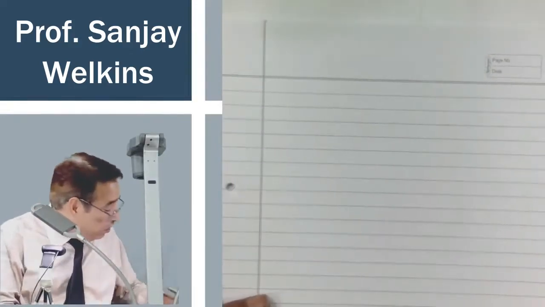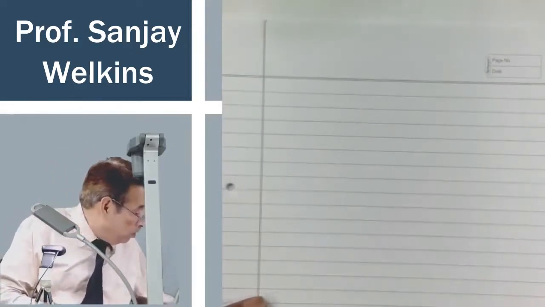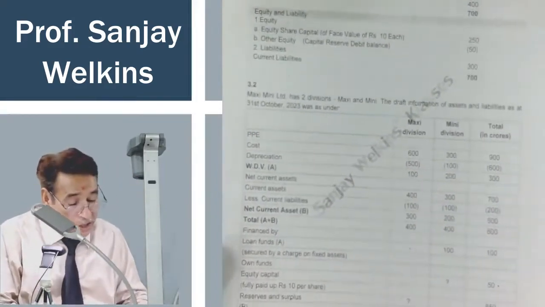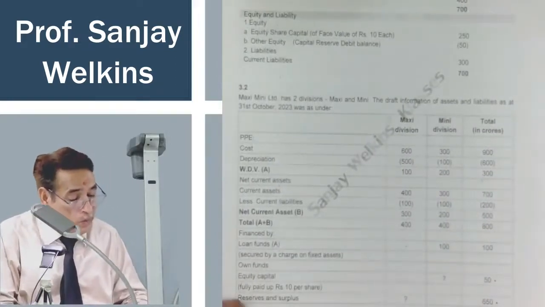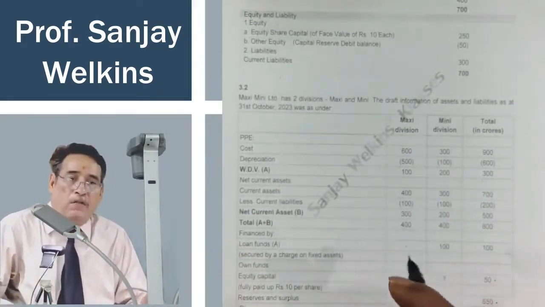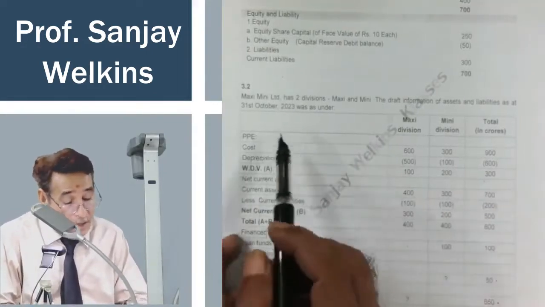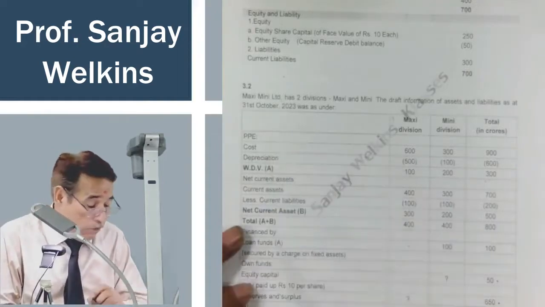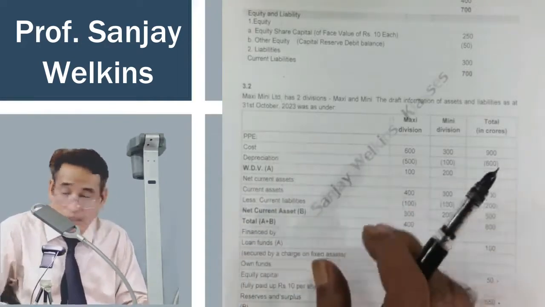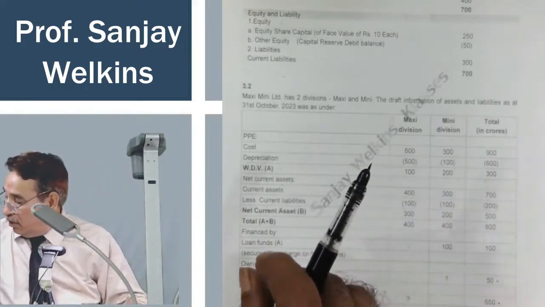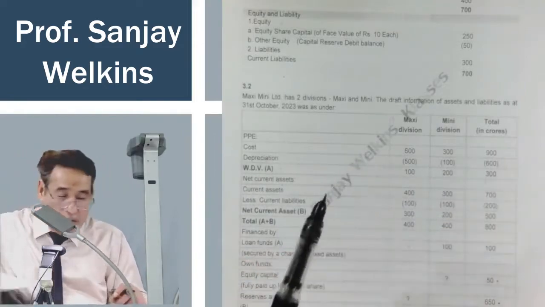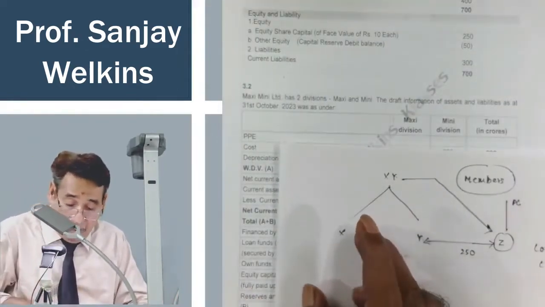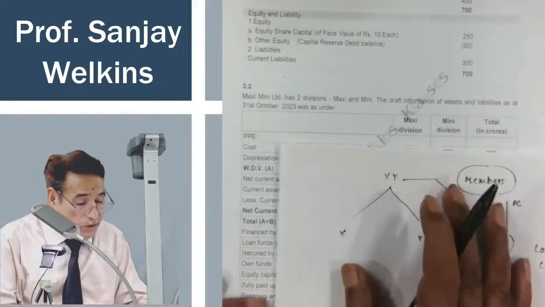Now we pick up another question, but this question needs a bit of understanding. Although initially it may look that you may be able to do it by yourself, there is something else which is also asked in this particular question. Max Mini Limited is having two divisions. Let me keep the rough sheets also so that it becomes easier to make you understand. Correct? Max Mini Limited has two divisions.